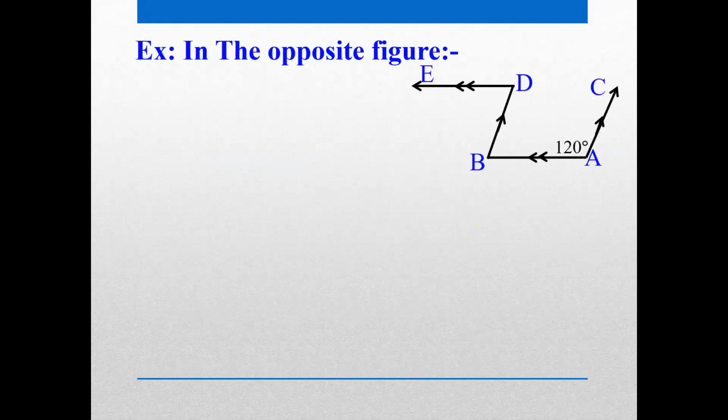In the opposite figure, we have DE parallel to BA and BD parallel to AC, and the measure of angle A is 120 degrees. It's very important to read the question and know what is given in the question. The givens are the parallel lines and angle A is 120 degrees. Find the measure of angle D.